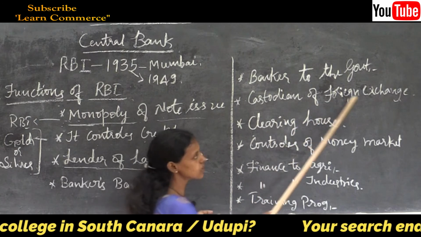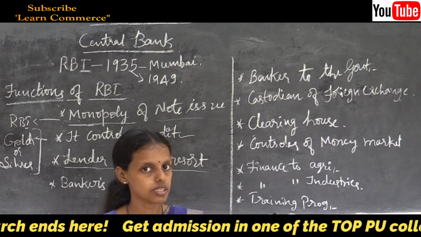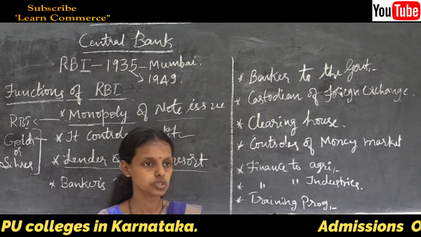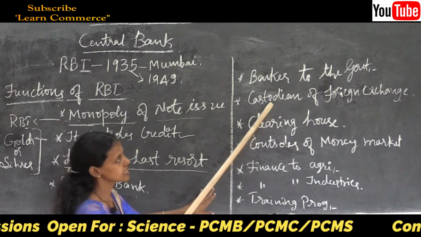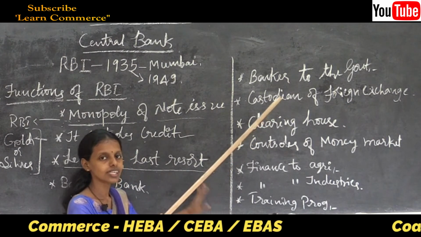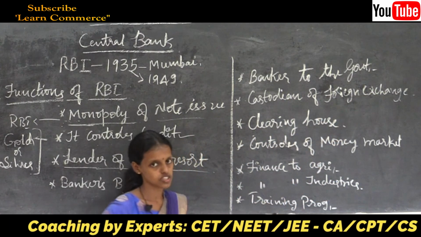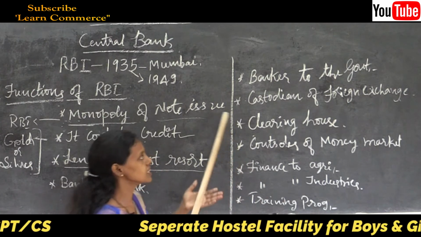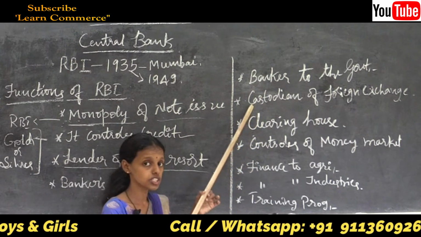It is the custodian of foreign exchange. What is foreign exchange? As we stated in the first chapter, foreign exchange is nothing but the exchange of currency of one country with another country through international trade, export and import. Thus, it is a custodian. Custodian means a treasurer, a guardian of foreign exchange. Foreign exchange should be controlled by the Reserve Bank of India, so it is one of the main functions of RBI.